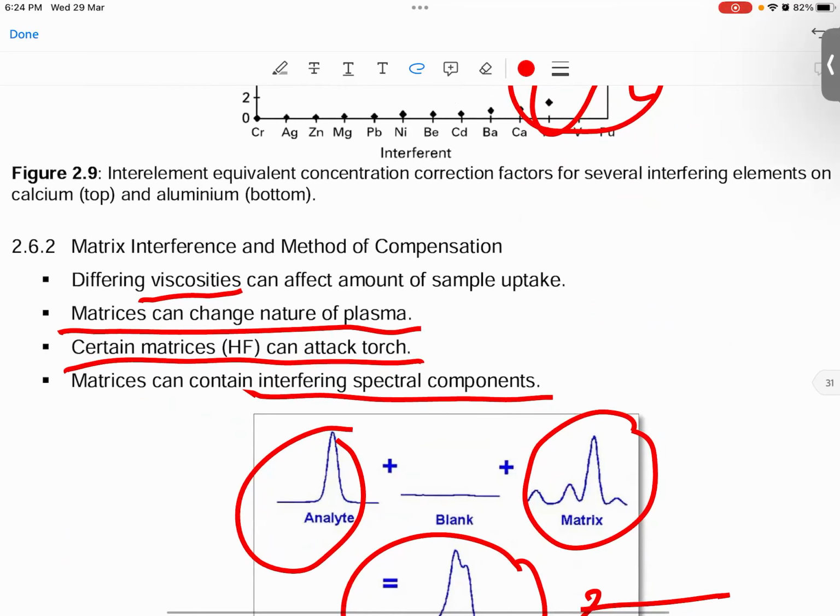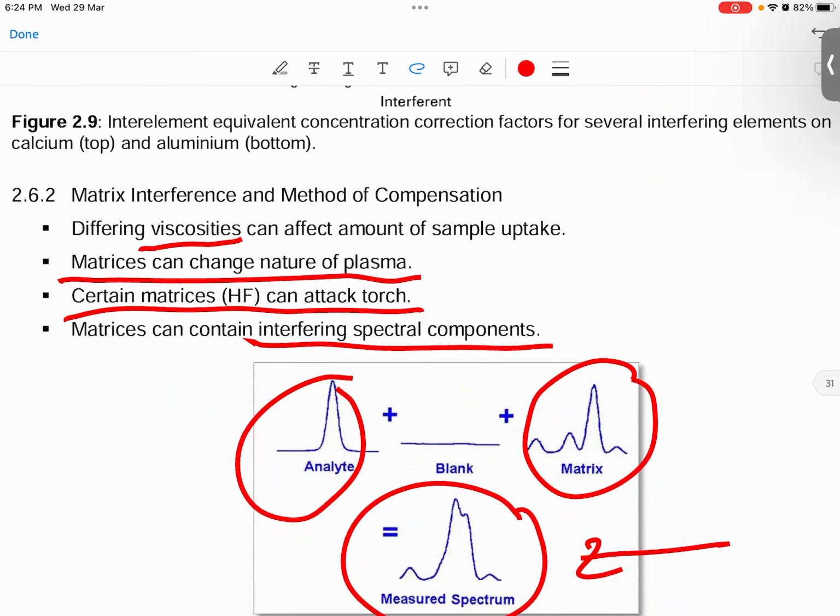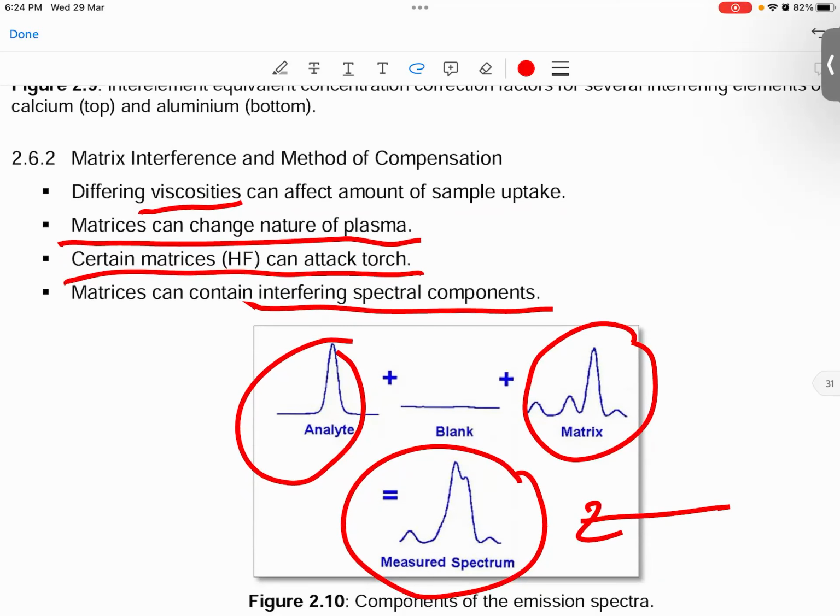You have matrix effect. If your sample is in blood, or in very dirty water, or in wastewater from industry that is very viscous or very dirty and contains a lot of matrix, of course it is going to affect the reading. This is an example. This is the analyte, and then you have extra peaks due to the matrix, because the matrix also absorbs certain energies.